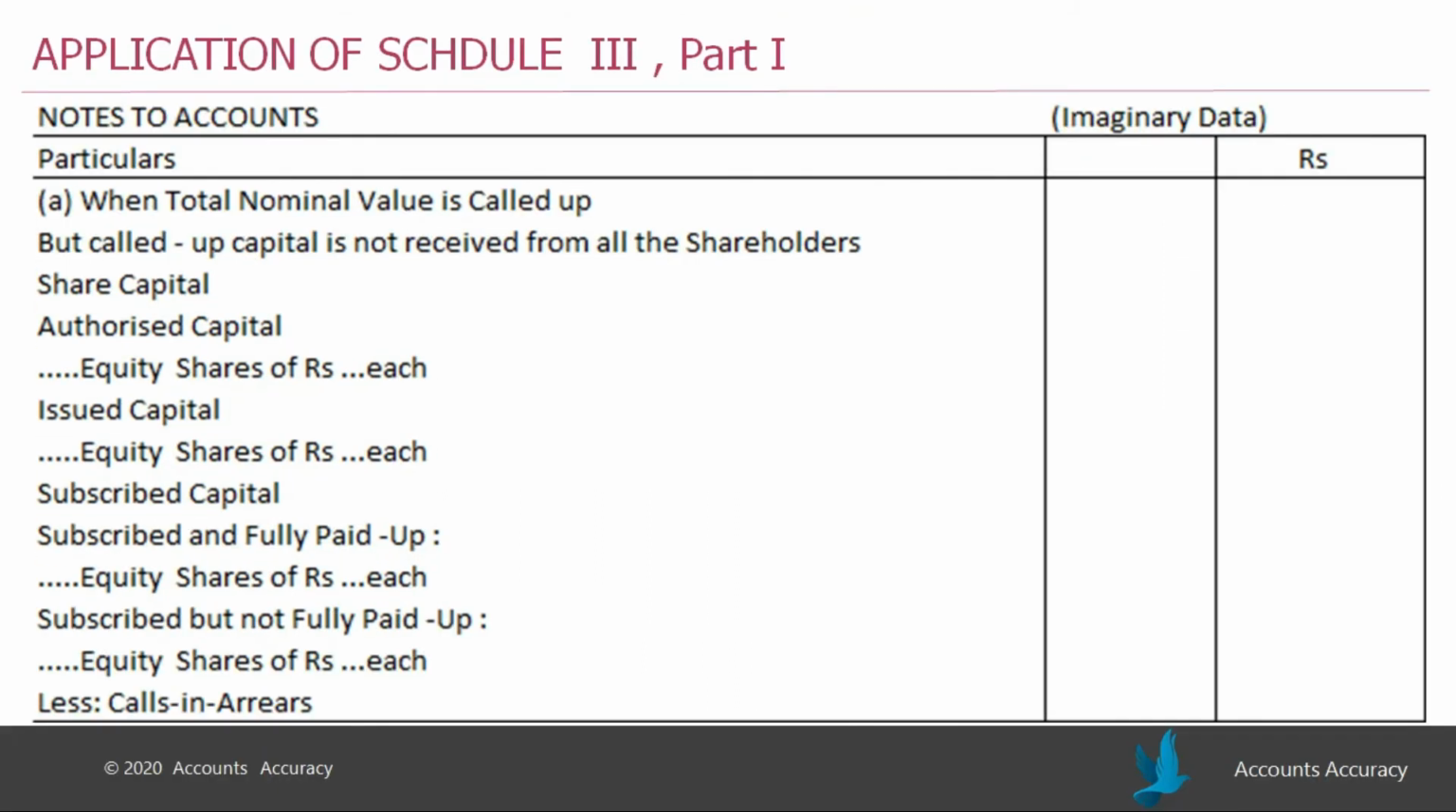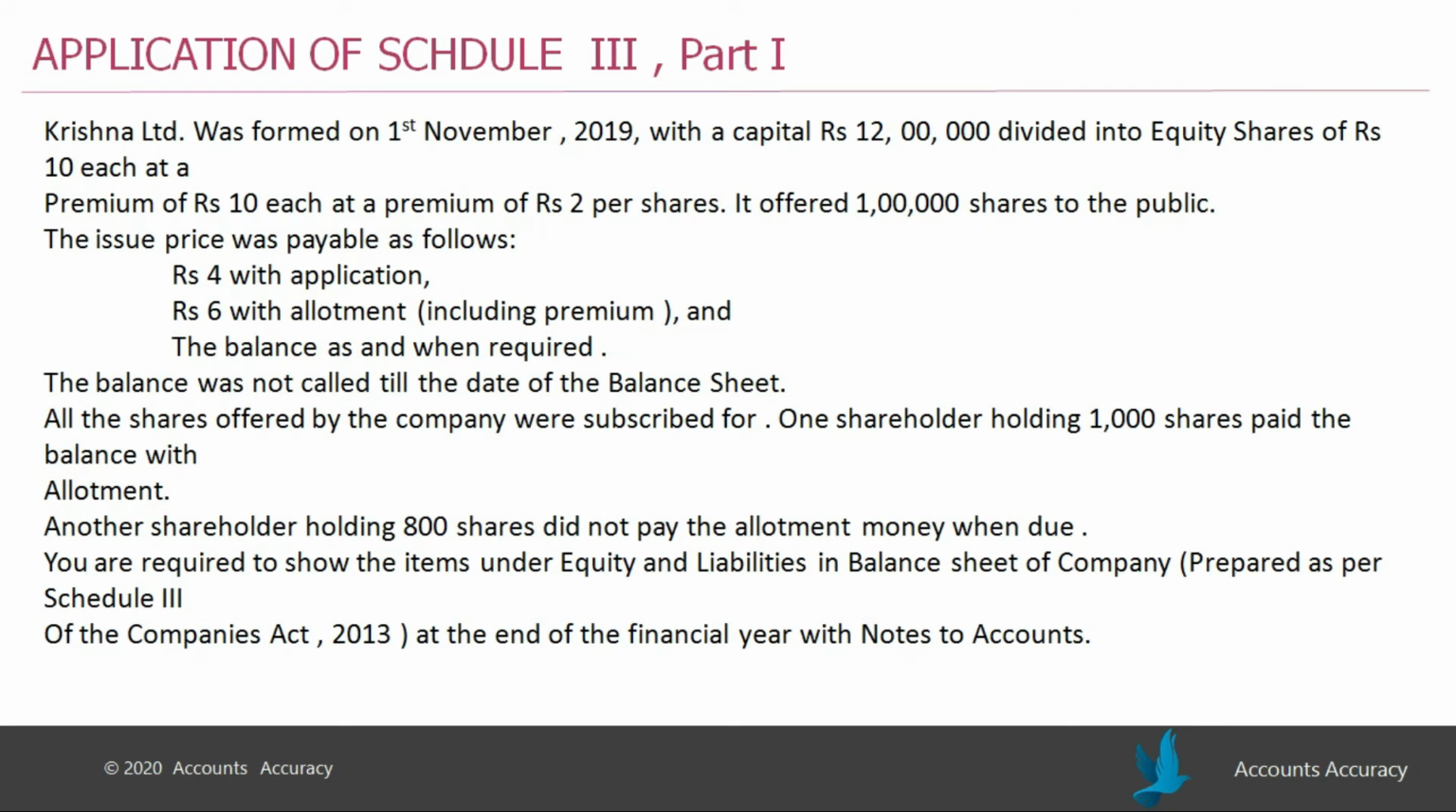So here, how to make it could be well understood by seeing this example. Crystal Limited was formed on 1st November 2019 with capital 12 lakh divided into equity shares of rupees 10 each at a premium of rupees 2 per share. It offered 1 lakh shares to the public. The issue price was payable as follows: 4 with application, 6 with allotment, including premium. The balance will not be called till the date of balance sheet.